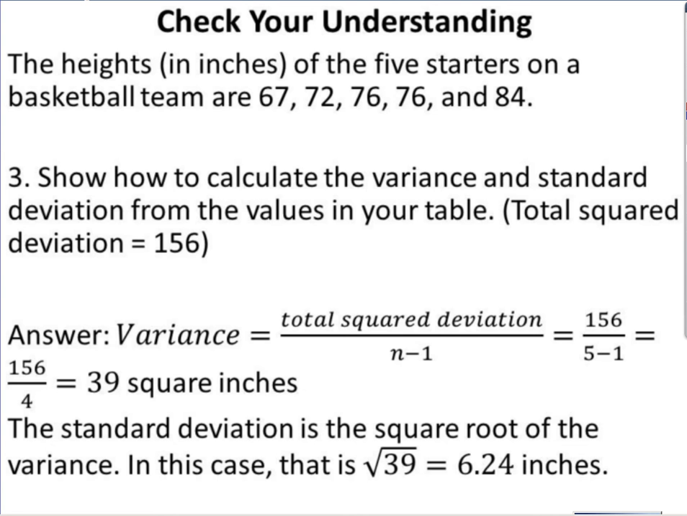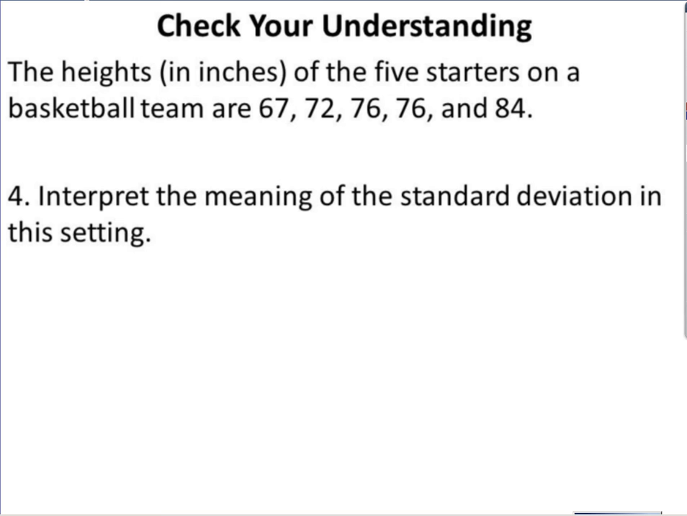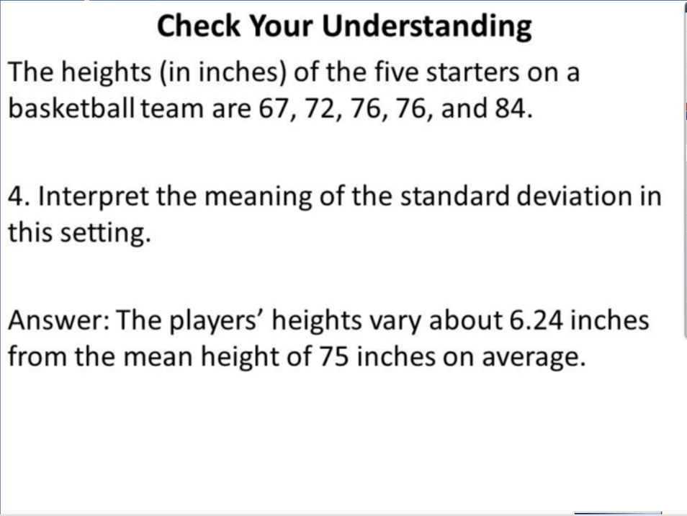So this means on average, each of those players is around 6.24 inches away from the mean height of the players. So if we're interpreting the mean and that standard deviation, like we said, the players' heights vary about 6.24 inches from the mean height of 75 inches on average.